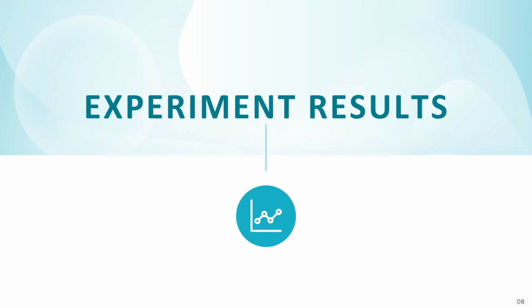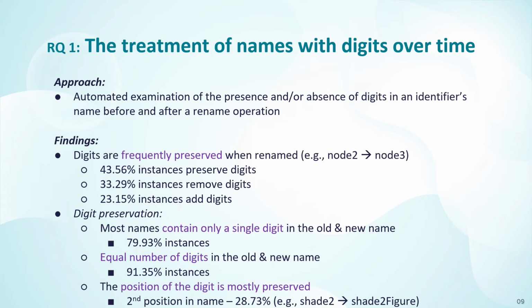Now, let's look at our findings. In the first research question, we analyzed how rename operations impact the presence of digits in a name. Our findings show that developers frequently preserve the digit in the name when performing a rename. It does not matter if the value of the digit changes, the new name will still contain a digit.